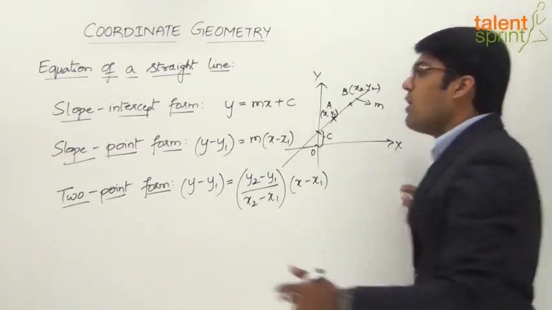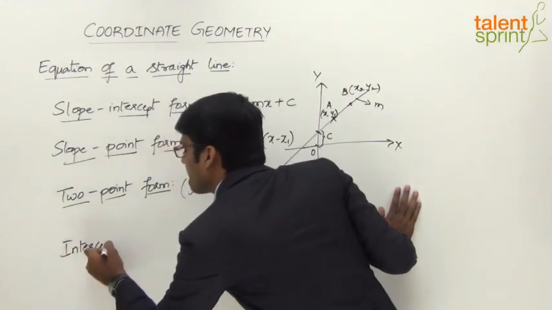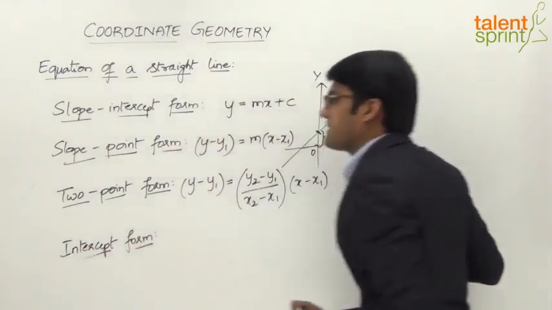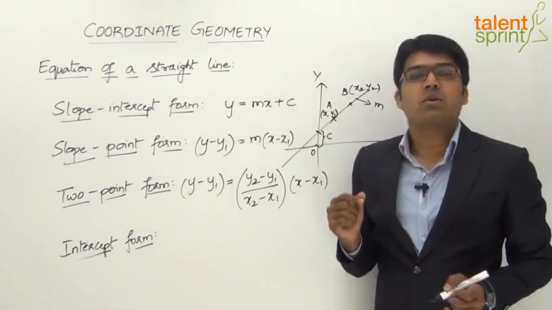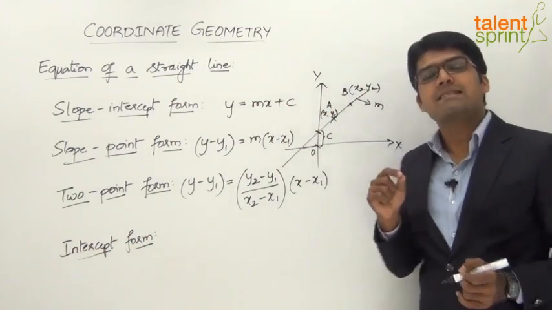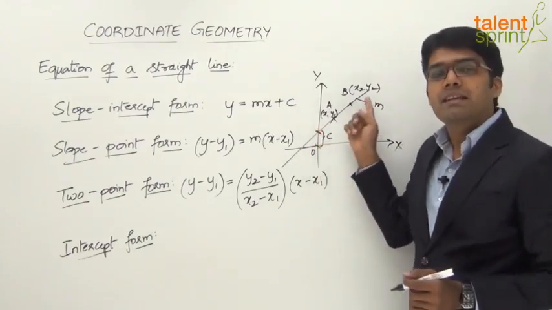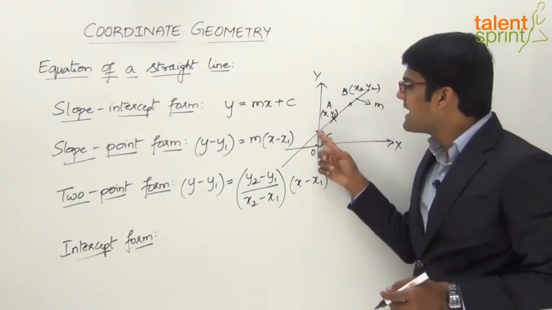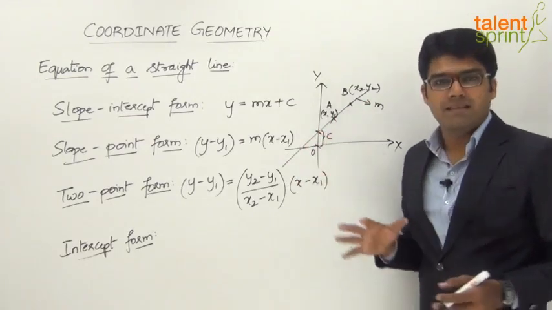Let us understand what is meant by intercept form of a line. Now we have already understood what is meant by intercept. In slope intercept form, the slope was m and the intercept was c. What is intercept? Intercept is the distance from the origin to the point where the line meets the given axis, right? For example, here the line cuts the y-axis at this point. So the distance between the origin and this point is c, which is known as the intercept.